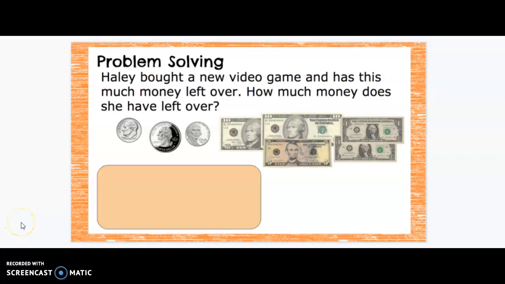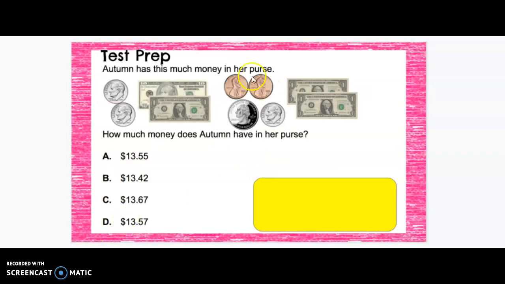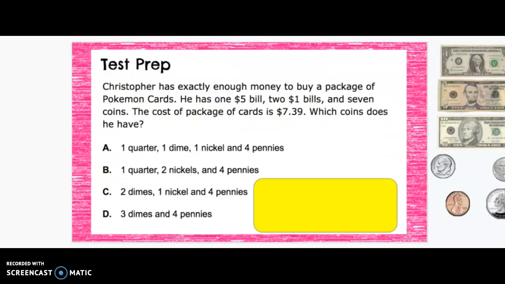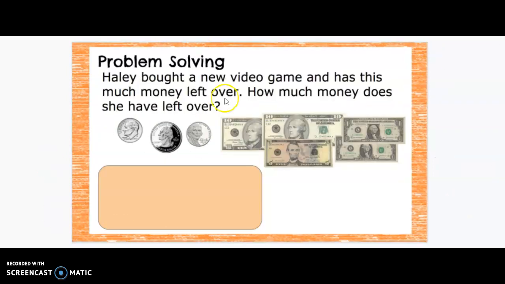Okay, in this video, I am going to show you this problem solving question, and then I'm going to show you a test prep question, and then you are going to solve a problem solving problem and a test prep problem by yourself, okay? So this first problem solving question says, Haley bought a new video game and has this much money left over. How much money does she have left over?